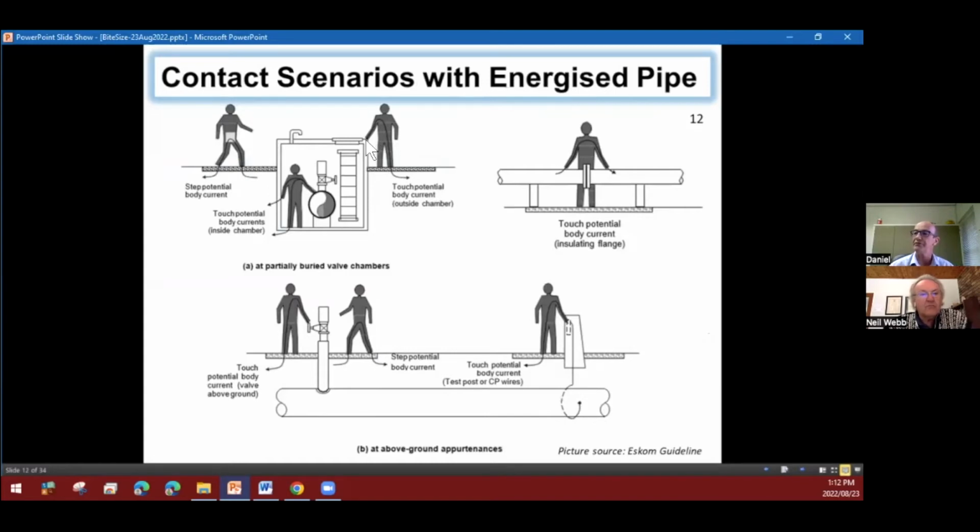Touch potentials, whether from hand to foot or hand to hand, and then the step potential, which is typically a step of 1 meter, where we have a potential gradient between that foot and the next foot, sufficient to create a current flowing through the body. Obviously, current flowing through the area where the heart is creates more problems than just going from foot to foot. So Daniel, at what level do these shocks that we get actually become a hazard to life and limb?